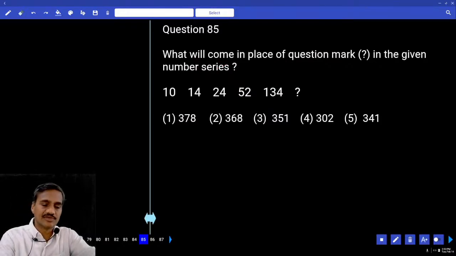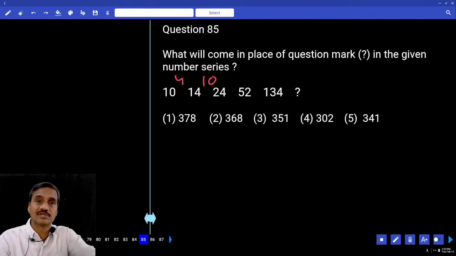And finally 85. Now in this one, the numbers are increasing slowly, aren't they, and it must be under difference. What is the difference? 4. Next difference is 10, and 24 and 52, what is the difference? 28. Next one.